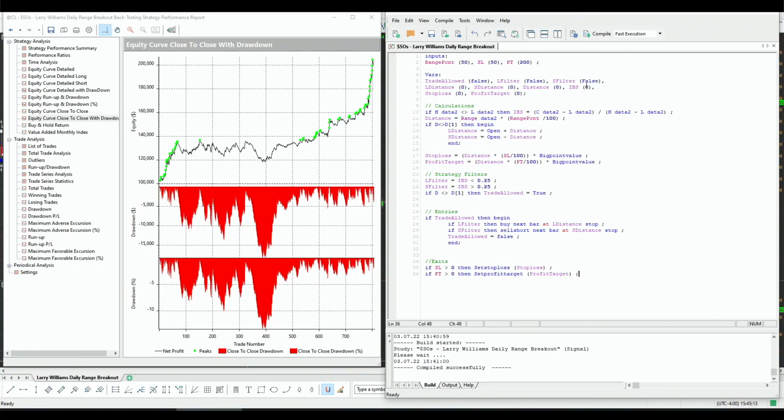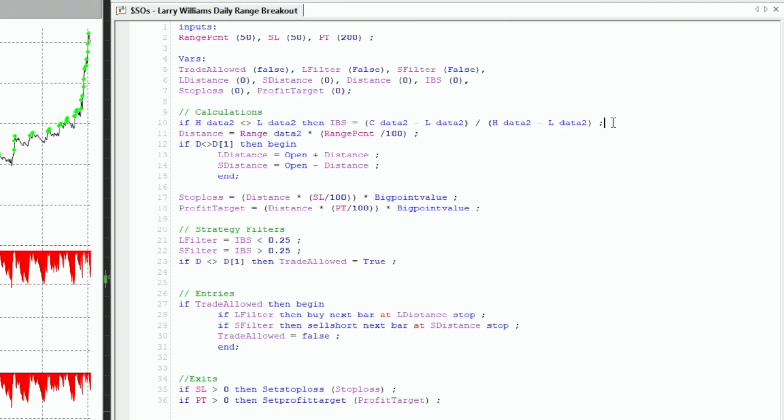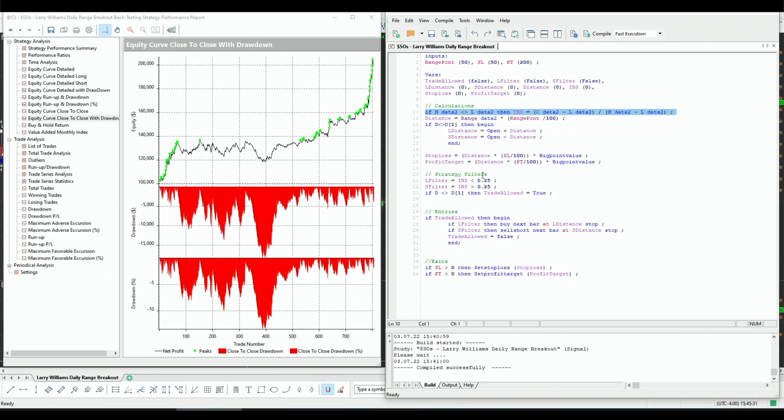This is one of the best filters that I love, which is IBS. It's internal bar strength. It's extremely simple. It's measuring where the close happened within the bar: at the bottom, at the top, in the middle, and so on. And here I put a simple filter. It's like the RSI. Usually it's either 0.25 or 0.75, but of course you can also optimize this value. But I put here the same value as 0.25.